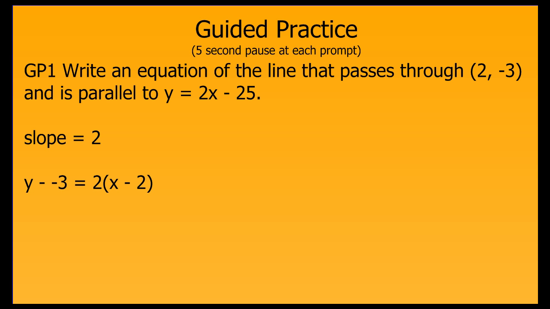Now we use point slope form and fill in our slope 2 and our point 2, negative 3. So what do we do next? We can simplify the left side of the equation to be y plus 3. Are we finished?